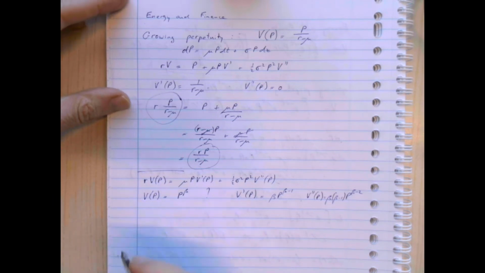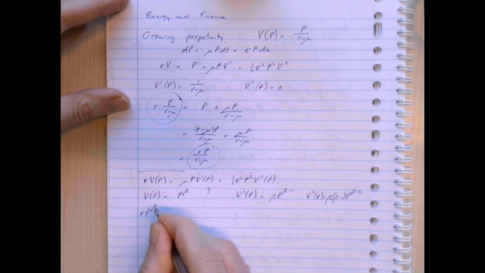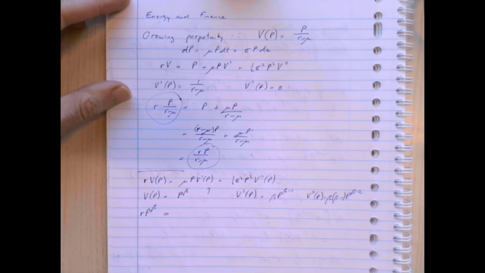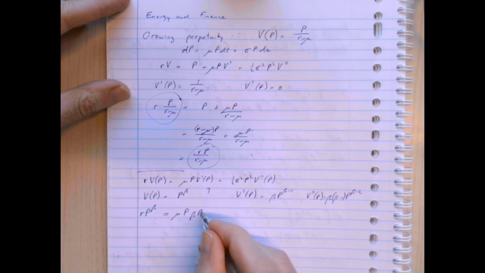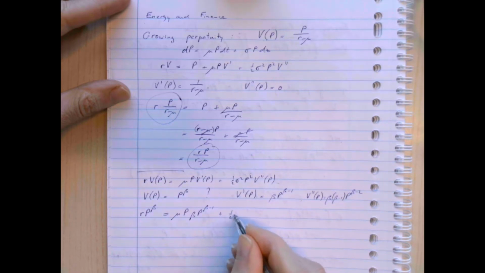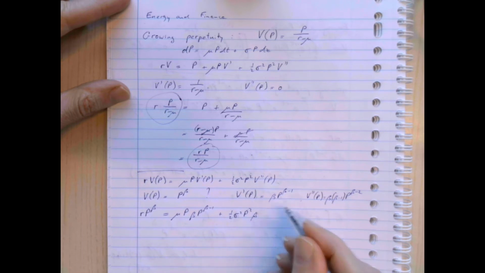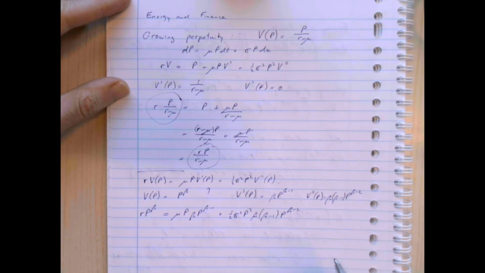So let's plug that in then. We get r times V(P), well that's r times P to the power beta, equals mu times P times the derivative, beta times P to the power beta minus 1, plus a half sigma squared times P squared times the second derivative, which is over here, beta times beta minus 1 times P to the power beta minus 2.